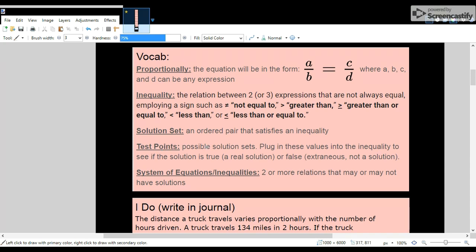Test points. Possible solution sets. Plug these values into the inequality to see if the solution is true, a real solution, or false, extraneous, not a solution. Systems of equations, inequalities. Two or more relations that may or may not have solutions.